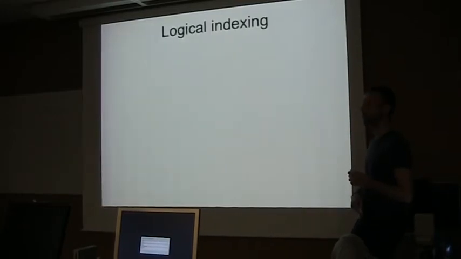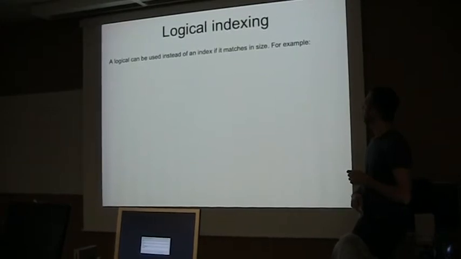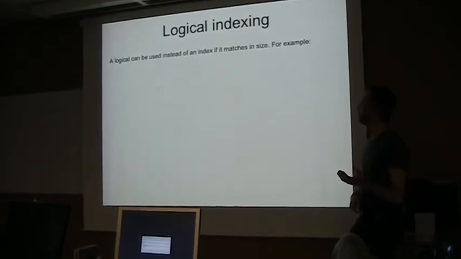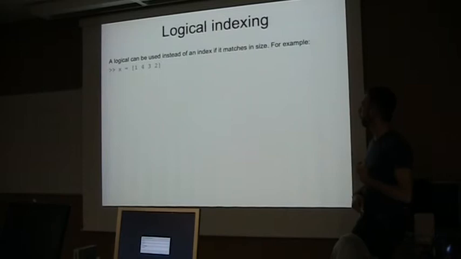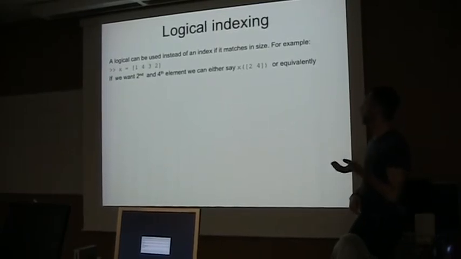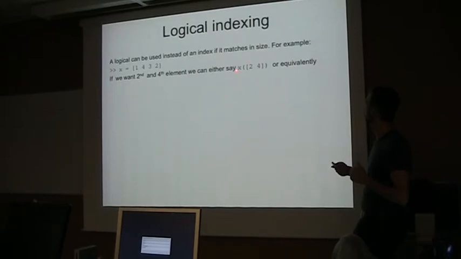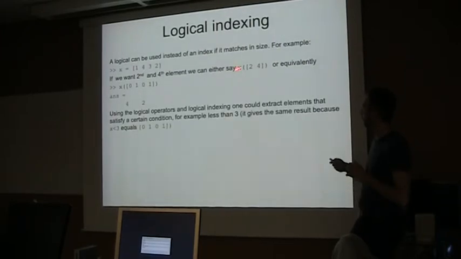Okay. A logical can be used instead of an index if it matches the size. So let's create x, which has 4 numbers, and now we want the second and fourth element. We can either index them like that, or we can create a new vector and put 0 for the element we don't want and 1 for the element we want. So now that this is clear, this is basically the same.